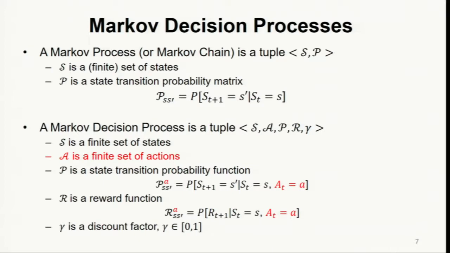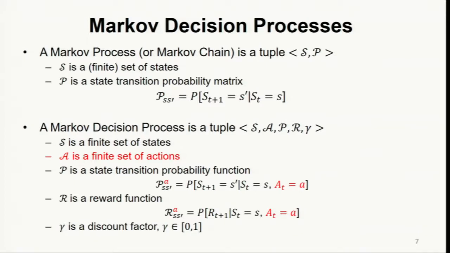Then once you choose an action, you will have a reward. And also you have gamma. What is gamma? Gamma is a discount factor. That means we have long-term reward. Okay, so S is a finite set of states. A is a finite set of actions. P is a state transition probability matrix. You see here, we add A.